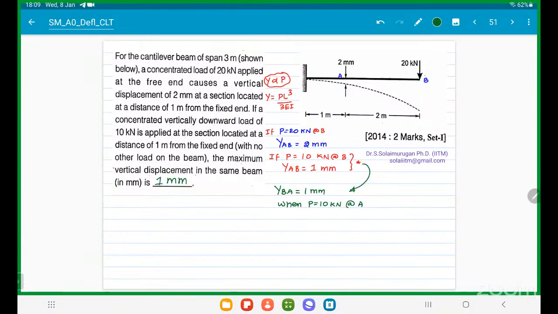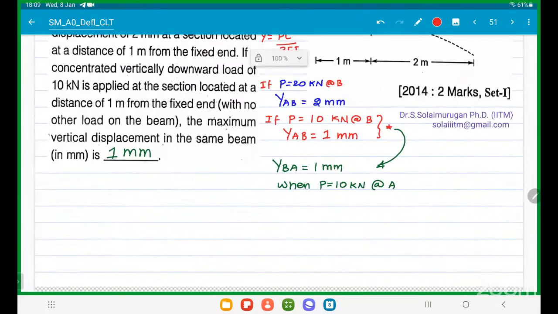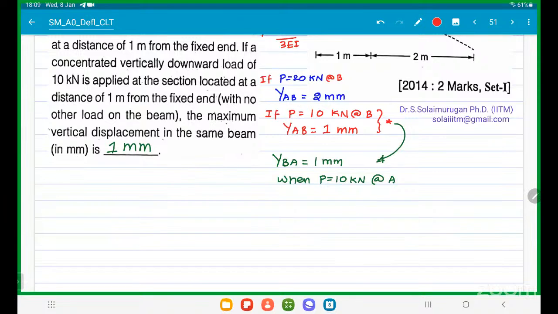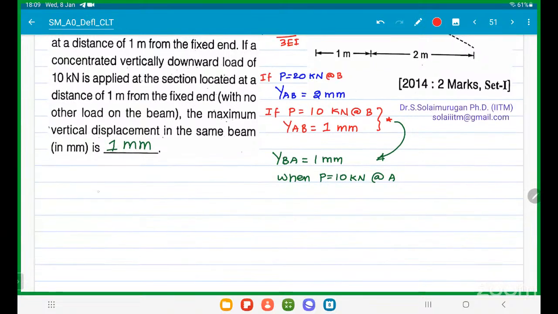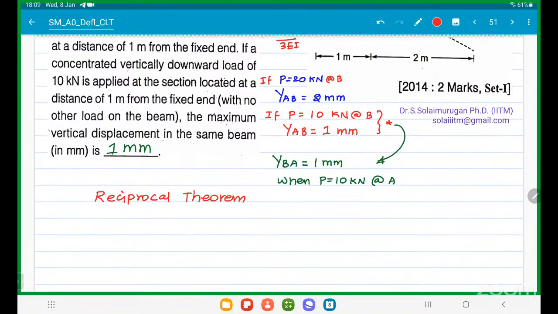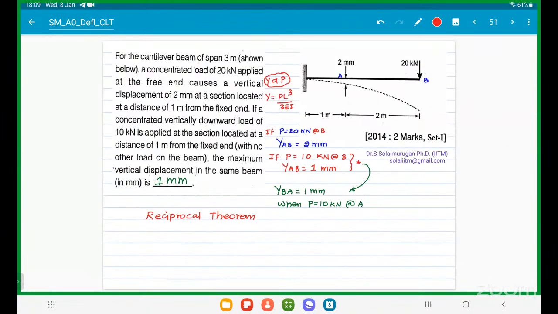1 mm. Which theorem is used? This is which concept? Reciprocal theorem. Correct? Okay, done, sir. 2 marks for this. Next question.